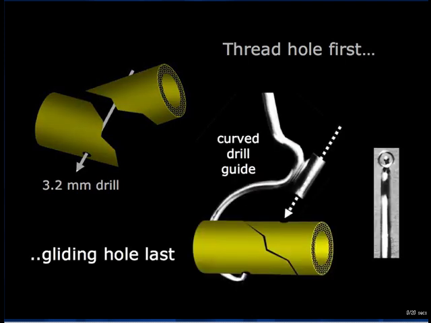With gentle traction on the curved drill guide, the 4.5 drill sleeve is introduced through the sleeve of the curved guide, and the gliding hole drilled through the 4.5 sleeve coaxially with the pilot hole. This requires great skill and experience, but is rarely necessary.